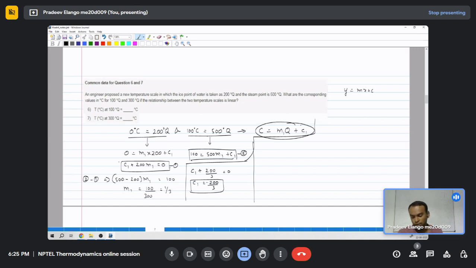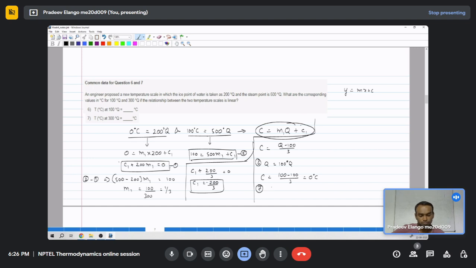Now we want to find the temperature in degree Celsius when Q in the new temperature scale is 100 degree Q. So we can substitute here directly. Now I can also rewrite this equation using the values. So C is equal to Q by 3 minus 200 by 3, or Q minus 200 by 3. For the sixth problem we have Q is equal to 100 degree Q. So then C is equal to 100 minus 200 by 3.